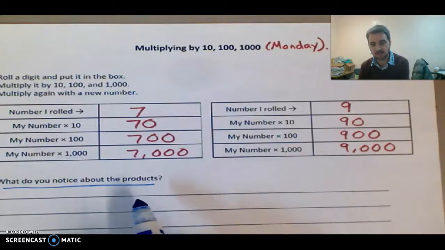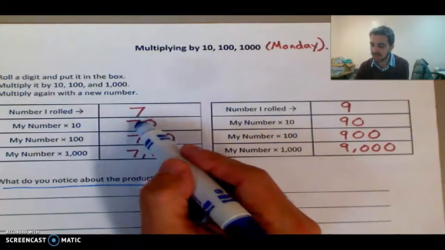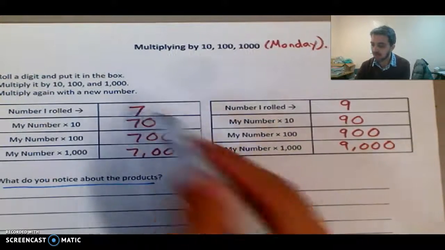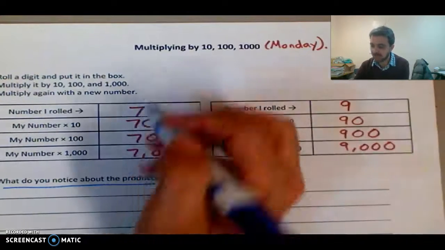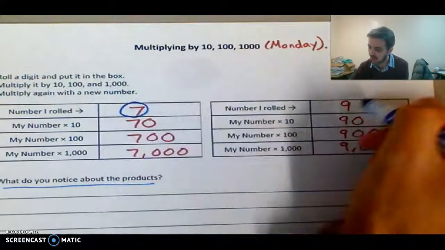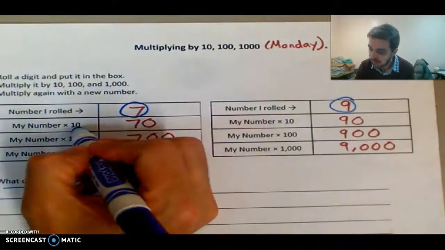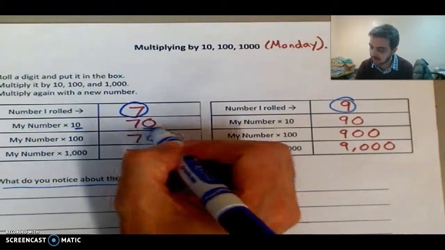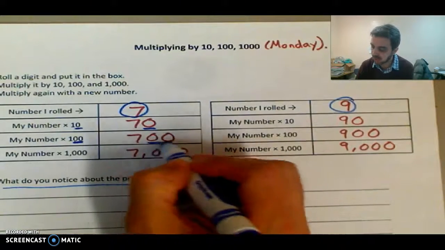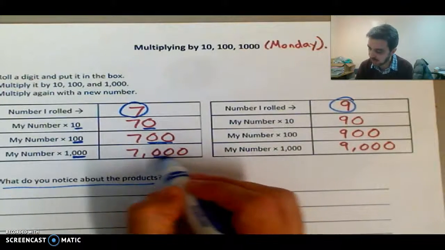Do you notice anything? Okay, so raise your hand if you notice that there's always a 7 in the product. Raise your hand if you notice that whatever number is here shows up in all of them, right? Okay, raise your hand if you notice this. There's 1 zero in 10, there's 1 zero in 70. There's 2 zeros in 100, there's 2 zeros in 700. There's 3 zeros in 1,000, there's 3 zeros in 7,000.